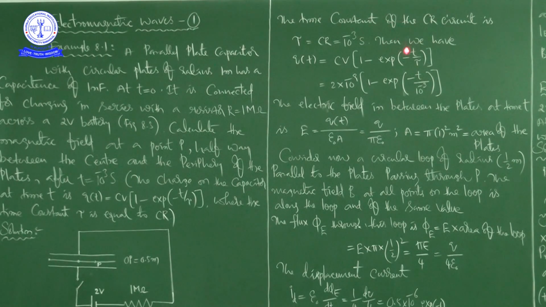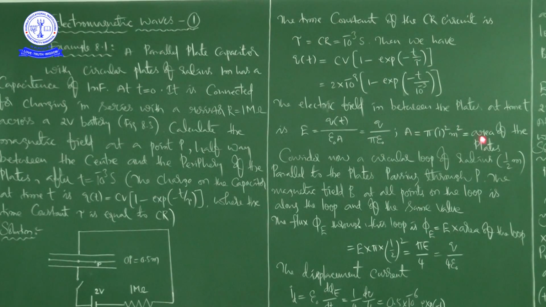Here, the time constant of the CR circuit is tau equal to CR, that is equal to 10 to the power of minus 3 seconds. Then we have Q of t is equal to CV into 1 minus exponential of minus t by tau. You can write the CV value according to the given data into 1 minus this, and tau is already mentioned as 10 to the power of minus 3 seconds. Now the electric field in between the plates at time t is equal to this.